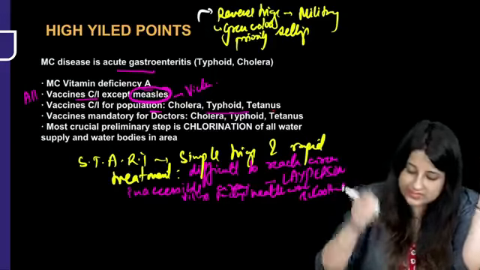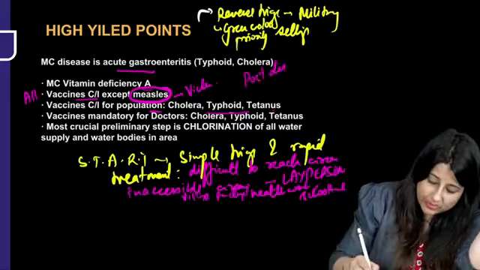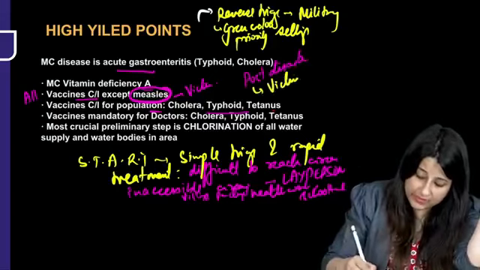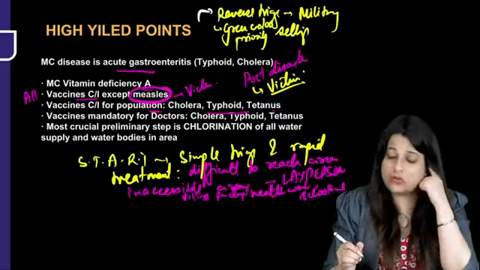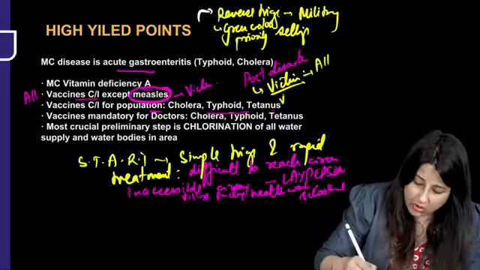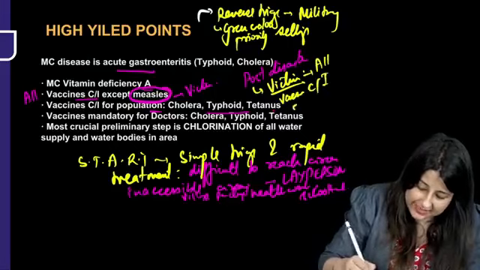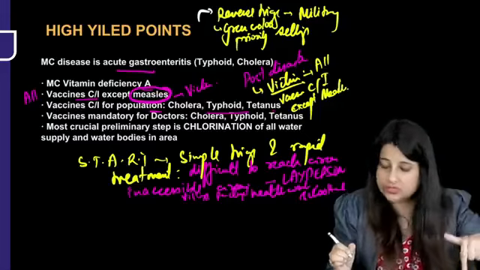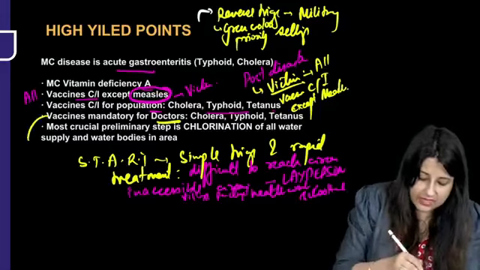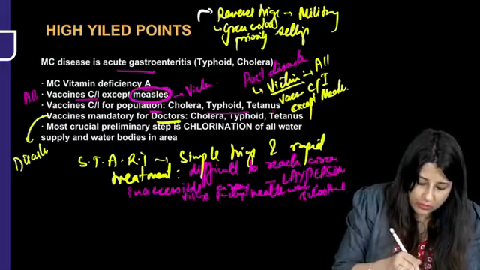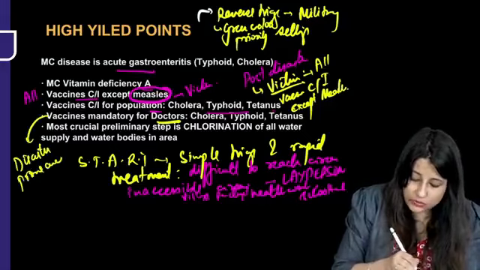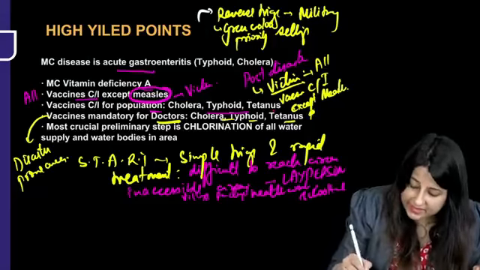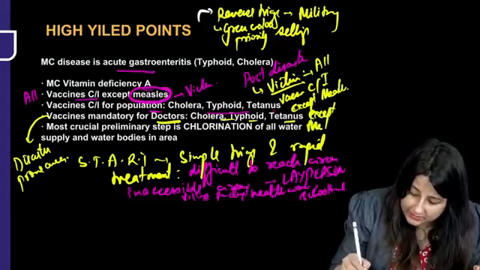So in the post-disaster phase, if you talk about victims, remember all vaccines are contraindicated except which one? All vaccines are contraindicated except which one, guys? Except measles. But for doctors or healthcare professionals who are working in disaster prone areas, all vaccines are given: cholera, typhoid, tetanus, except measles.